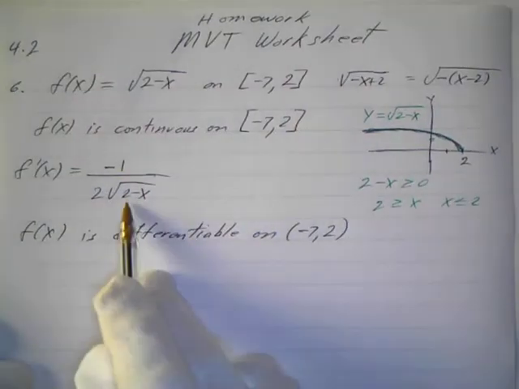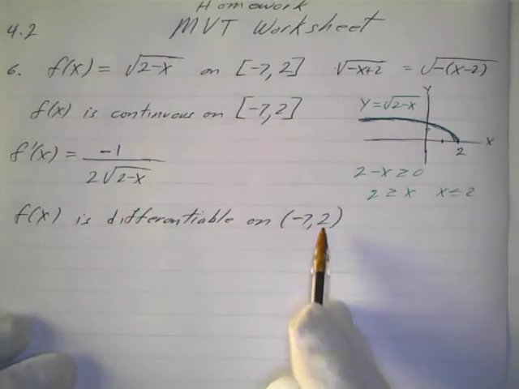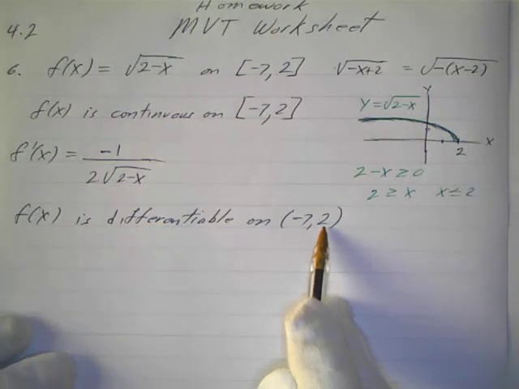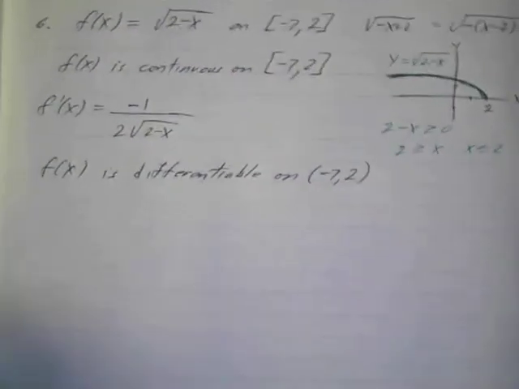We won't have a derivative at 2, but we're only worried about the mean value theorem. It is only concerned about the open interval, and 2 is not in the open interval, so that's the only place we have problems. So this is differentiable. So therefore, the mean value theorem applies.